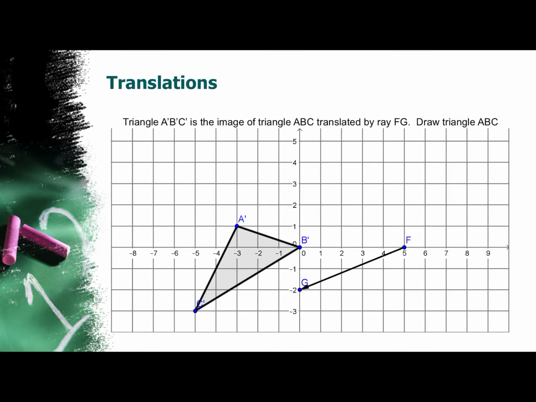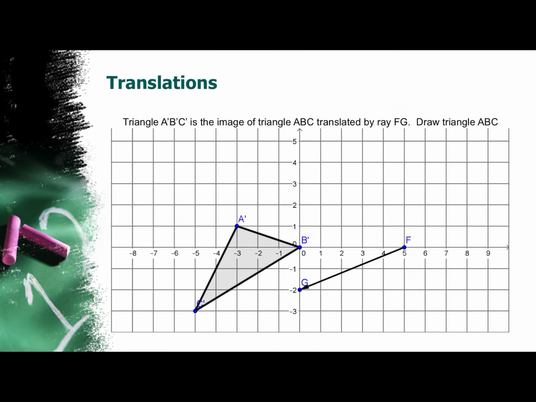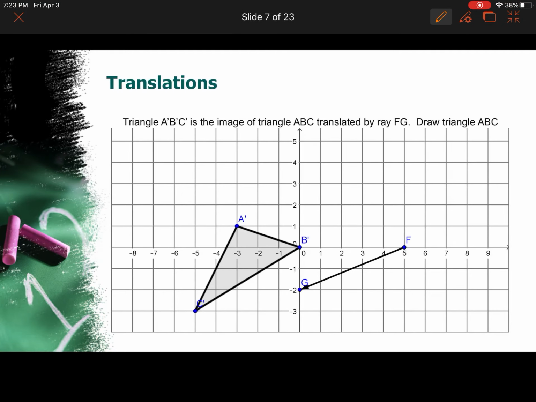So in this one and the next one, you're going to go backwards. They gave you the image. You have to make the pre-image. And so you're just going to go backwards on the vector. Figure out where it came from, right? So see if you can do that. Put it on pause. See if you can do the next two problems on your worksheet.